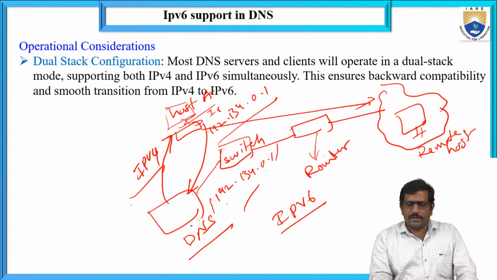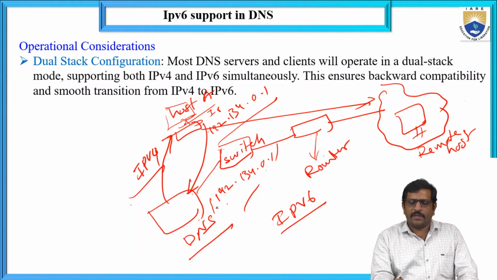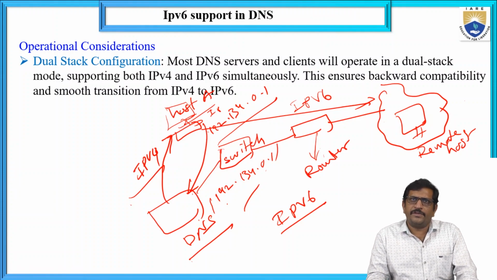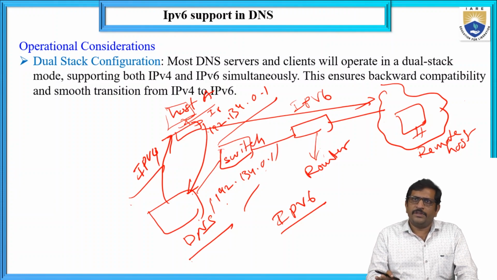This host A requested the IP address for this DNS domain name, and whatever request is received from host A, the system assigns that IP address to host A, which is IPv4. And instead of requesting the remote server, now it is IPv6. That's why it supports dual stack configuration, the support of both IPv6 and IPv4 simultaneously. That ensures backward compatibility and a smooth transition from IPv4 to IPv6.